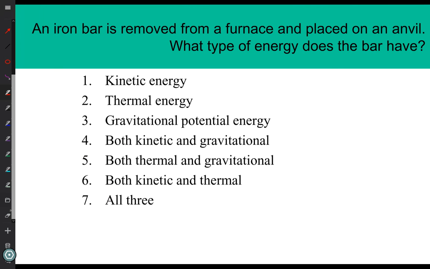I'm going to skip right past that and ask a question about these types of energy. An iron bar is removed from a furnace and placed on an anvil. What type of energy does the bar have? I think this is one where we answer all that are correct. Notice here it says gravitational potential energy. Every other place where it says gravitational, you're supposed to say, yes, that's gravitational potential energy.